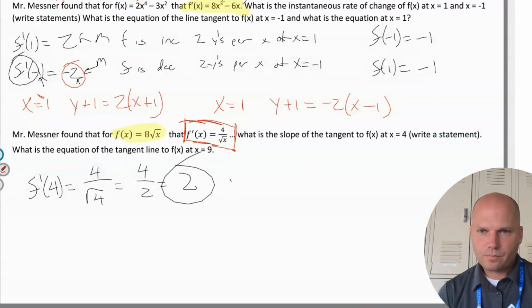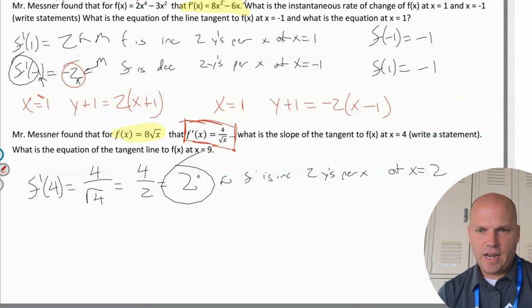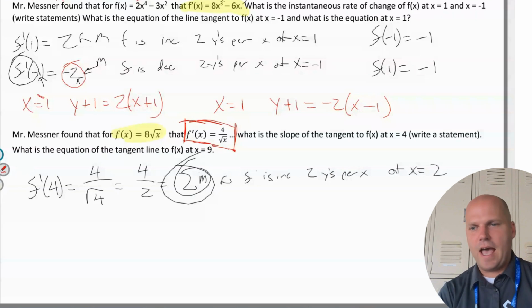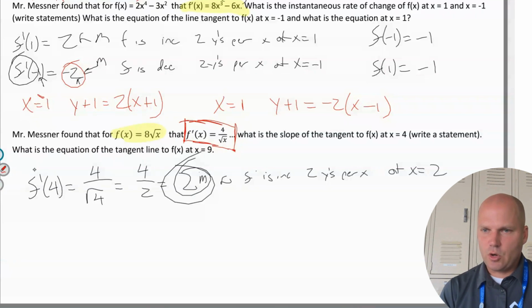What does this mean? f of x is increasing 2 y's per x at x equals 4. That is an m. That's an m of f. This is the slope of the tangent to f at 4.